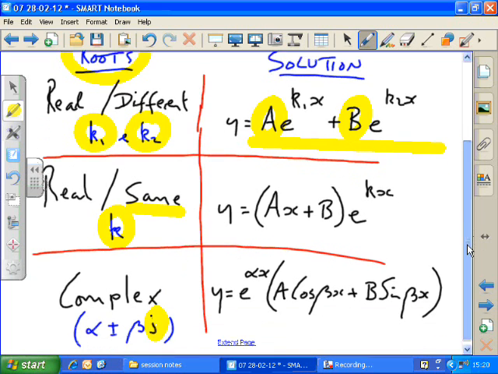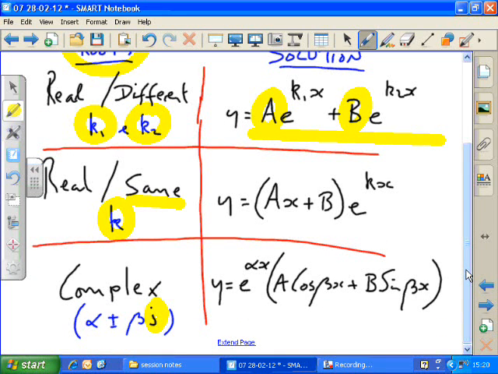The second solution, where the roots are the same, we notice that the solution has the form y equals brackets ax plus b. Again, a and b are these constants that we need to determine given some initial conditions. And now we've only got one root, so one exponential function involved with that root k in it.